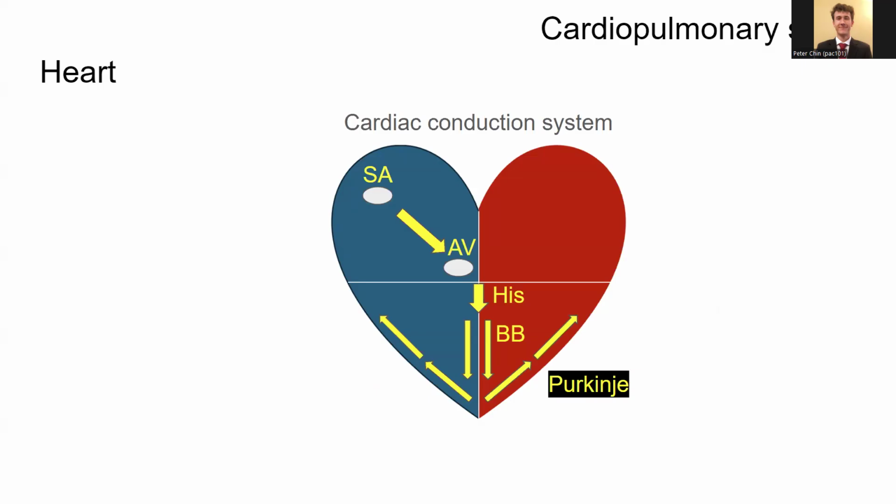Here I have a diagram, not anatomically accurate at all, of the cardiac conduction system. The beat is first generated in the SA node, which depolarizes the atria, then goes to the AV node, where there's a little bit of a pause or delay. From there, the electrical impulse goes through the bundle of His, splits into the left and right bundle branches, and then goes to the Purkinje fibers to depolarize the ventricles.